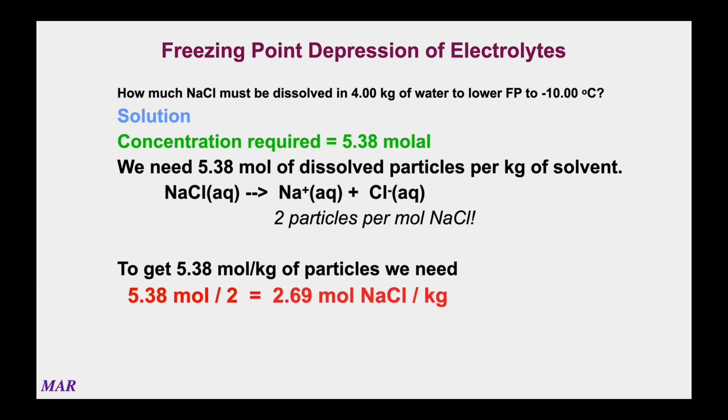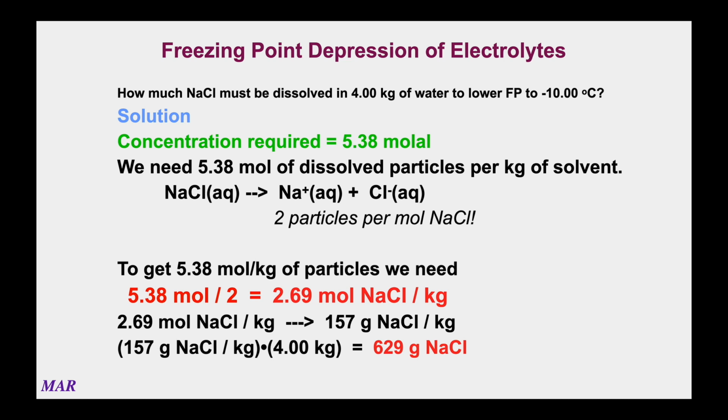So what you can do to get it into sodium chloride is essentially divide it by 2. It's 5.38 moles of particles. There are 2 particles per mole of NaCl. So if you divide 5.38 by 2, you get 2.69 moles of sodium chloride needed per kilogram of solvent. Now there are 4 kilograms of solvent.